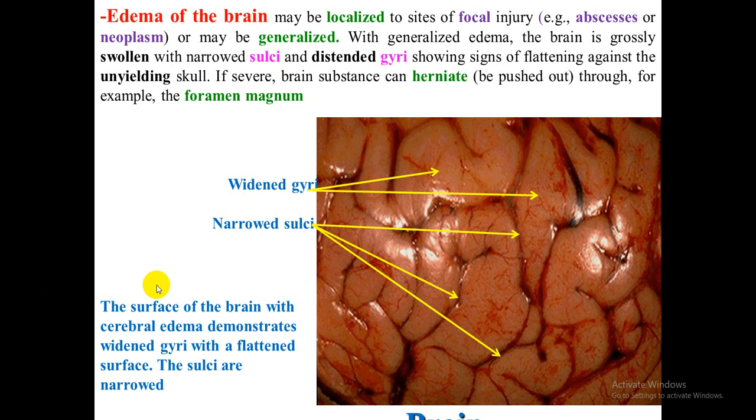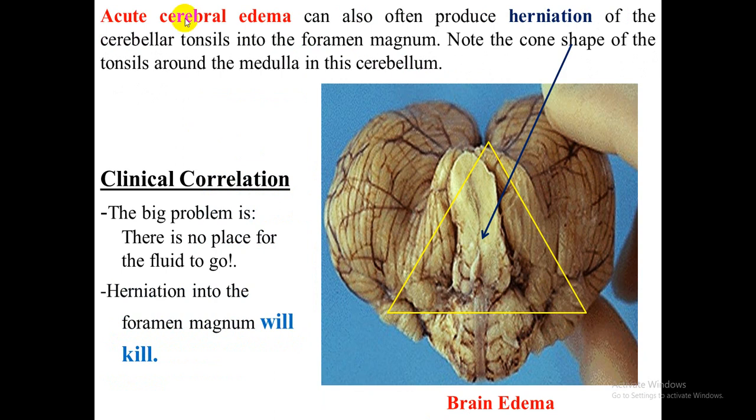لأنه ما يكون هناك يعني suitable or sufficient space to involve the distended cerebral tissue، فراح يصير البريشر على الcerebellum and herniate the cerebellar tonsils through the foramen magnum, such as this example associated with acute cerebral edema, which can also often produce herniation of the cerebellar tonsils into the foramen magnum, forming the cone shape of the cerebellar tissue around the medulla oblongata.